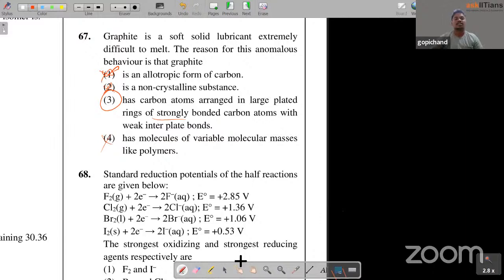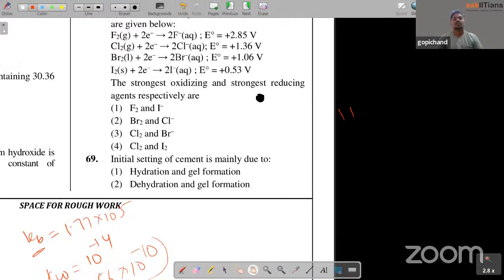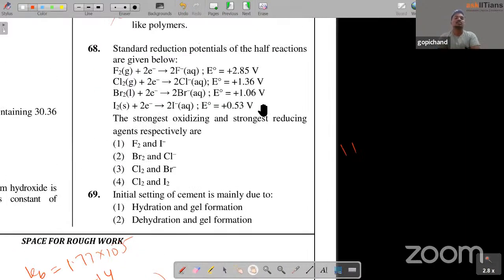Number 68. Standard reduction potentials of the half cells are given below. You have to suggest the strongest oxidizing and reducing agent. So always remember, the strongest oxidizing and reducing agent is decided by the E cell values. If E is more positive, this is a strong oxidizing agent. If E is negative, that is a strong reducing agent.